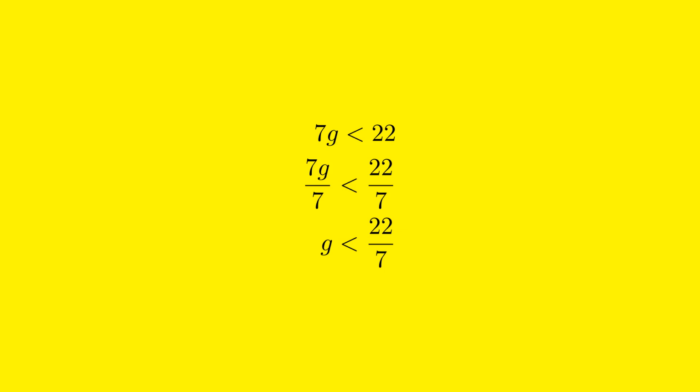So, our solution for the inequality in inequality notation form is g less than 22 over 7. To express this in interval notation, we need to represent all the values that g can take. The solution means g can be any number less than 22 over 7, but not equal to 22 over 7. In interval notation, this is written as the open interval from minus infinity to 22 over 7.